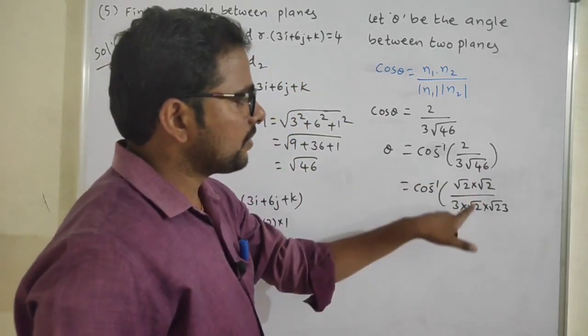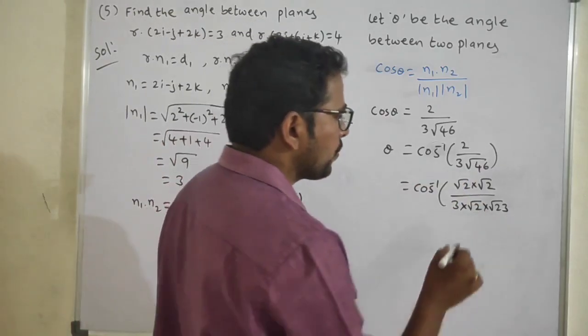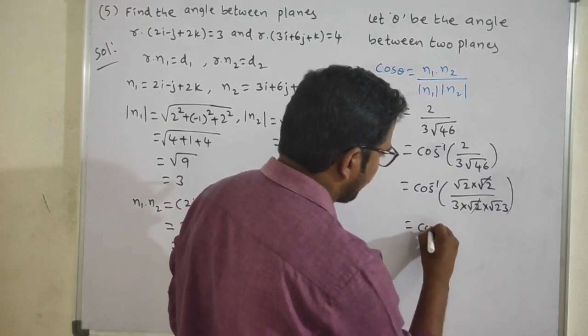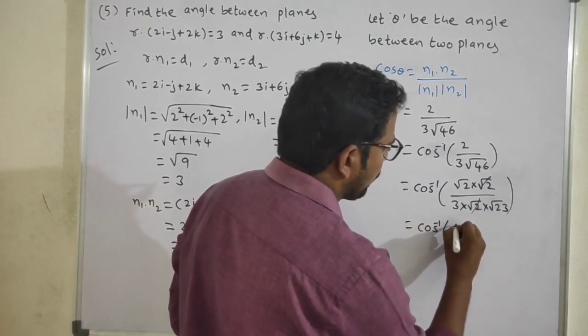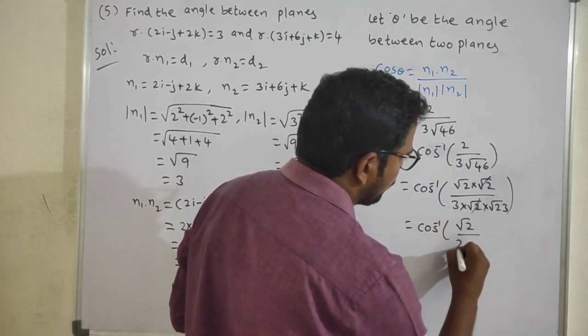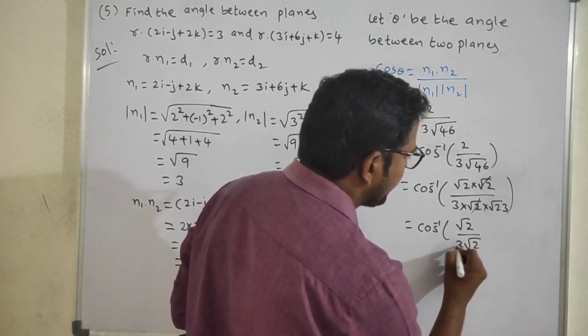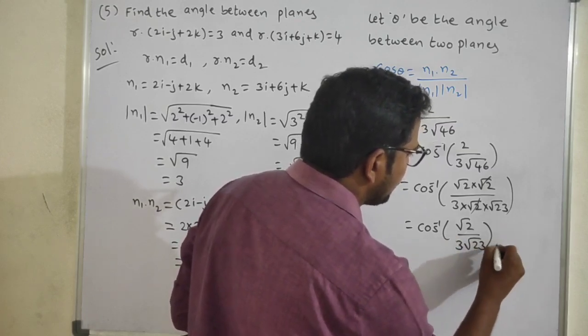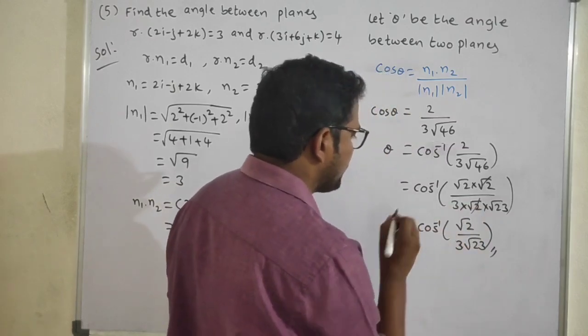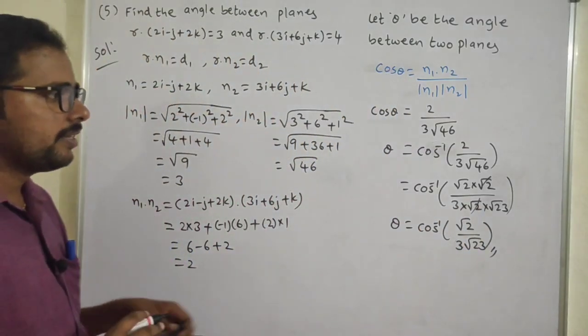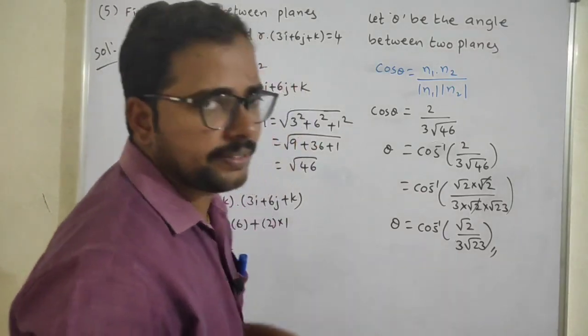Root 46 as root 2 into root 23. So root 2 will get cancelled. So remaining cos inverse of root 2 by 3 root 23. This is the angle between two planes. Theta is equal to cos inverse of root 2 by 3 root 23.